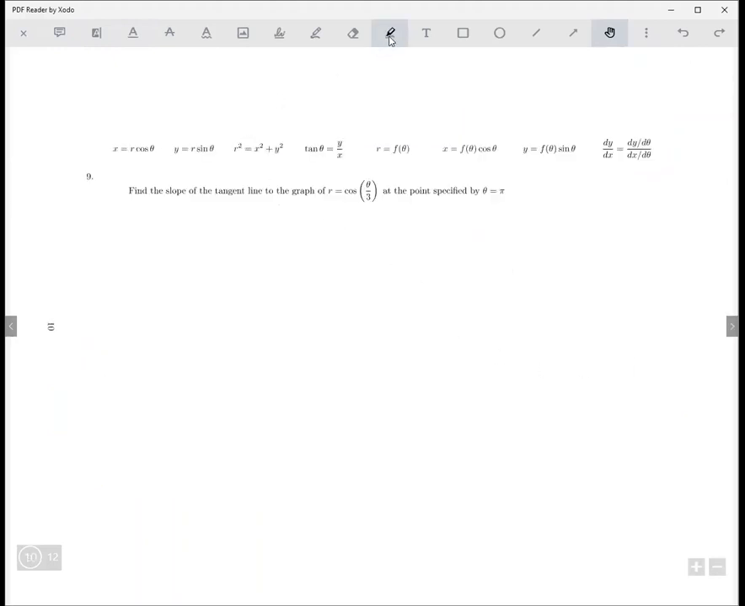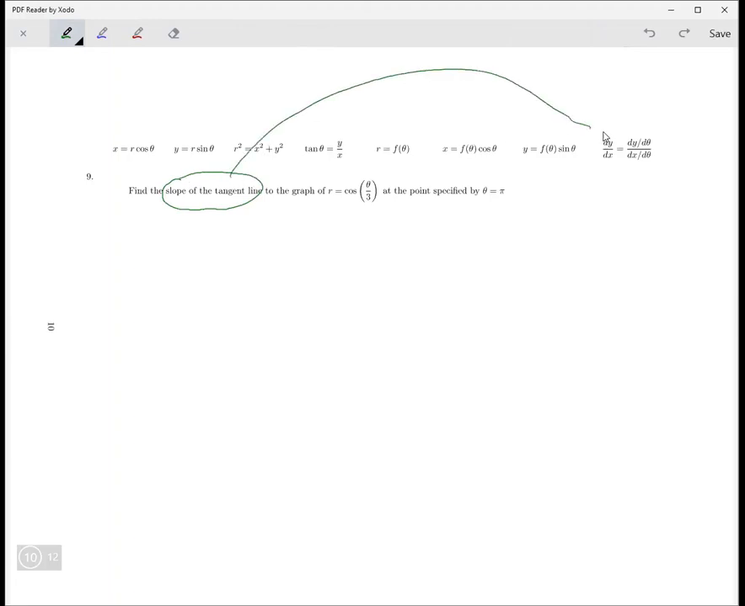Okay, number 9. So this is applying some calculus to it. It says, find the slope of the tangent line. Slope of the tangent line is dy dx. And here we have this equation, r equals f of theta. It's a function of theta.